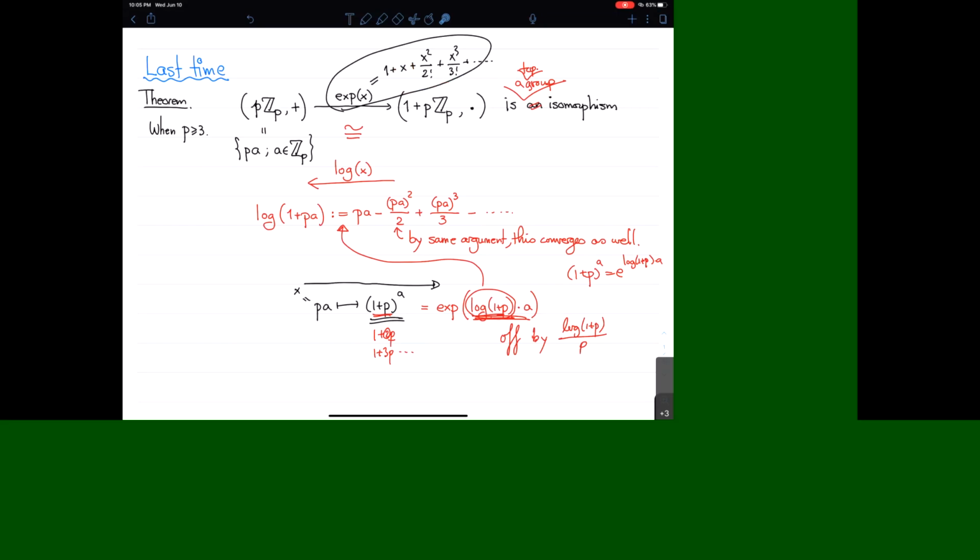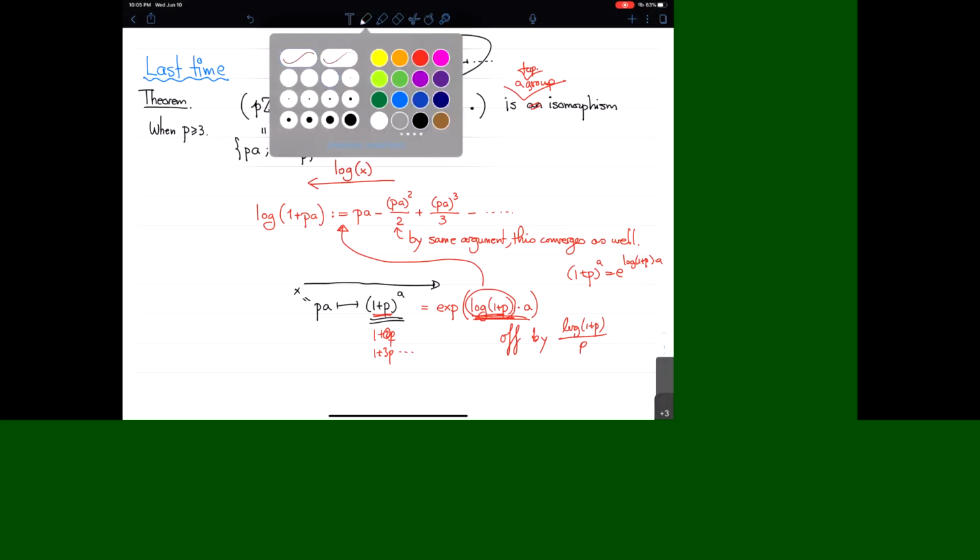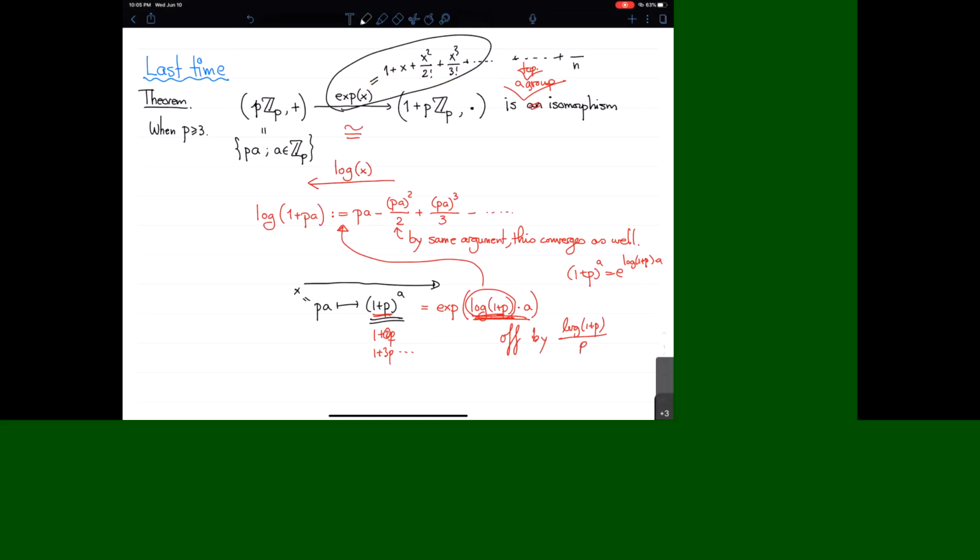The reason is that, in the long run, you're dividing by n factorial here. This in the real world is very good, because you have a number divided by a huge number in the denominator. Therefore, the absolute value becomes very, very small. So this converges very fast.